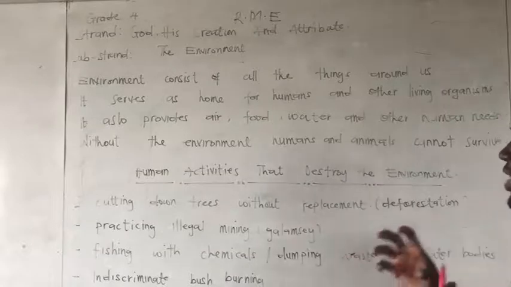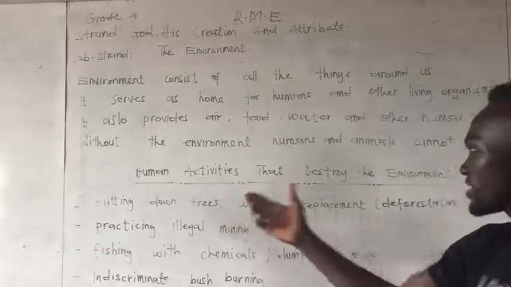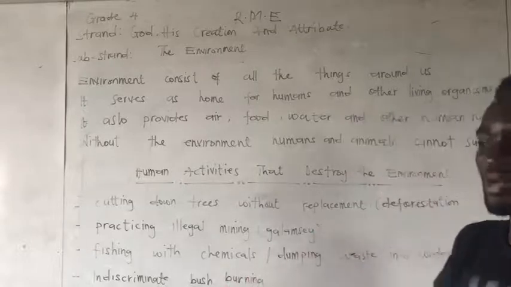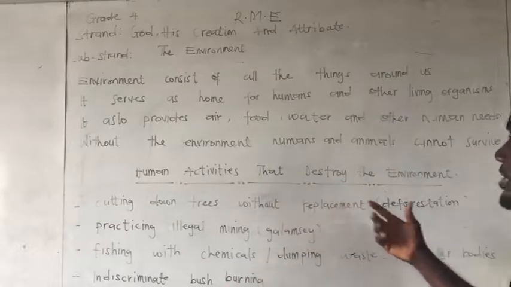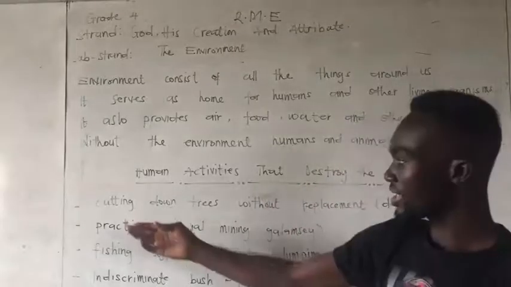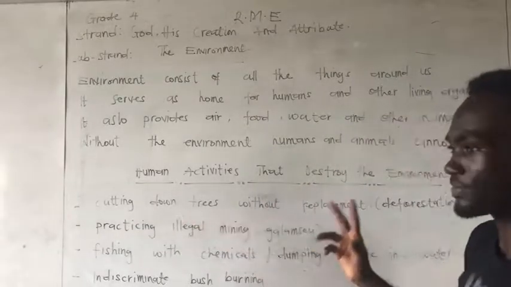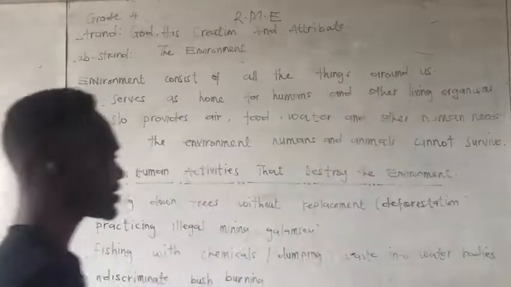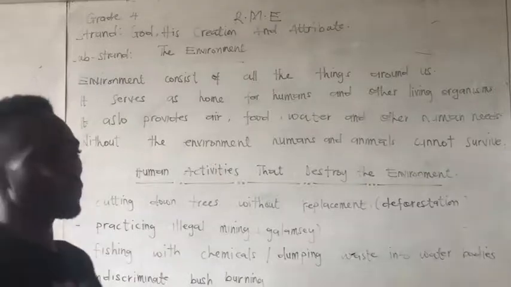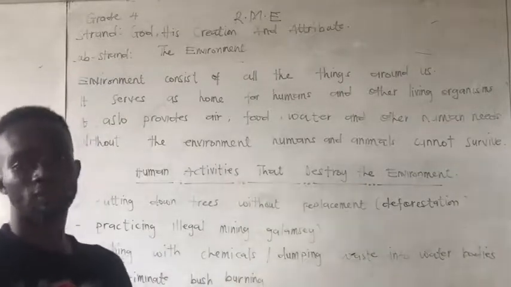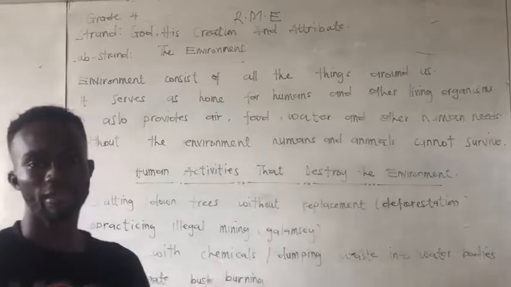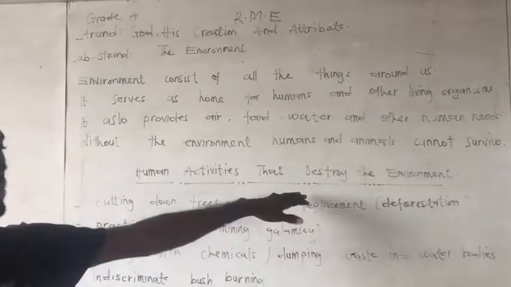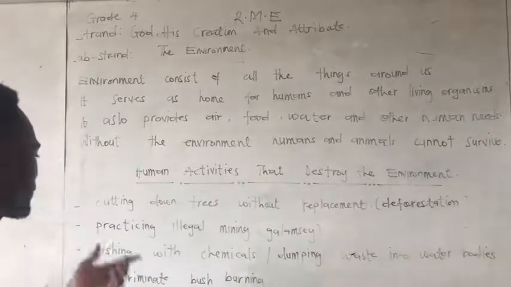Today we are going to discuss human activities that destroy the environment, the things that we do as humans which destroy the environment. First, cutting down trees without replacement. We call it deforestation. When we cut trees to make furniture, our tables, our chairs, our beds, our wardrobes, and other things, and we don't replace them, we are causing harm to the environment.